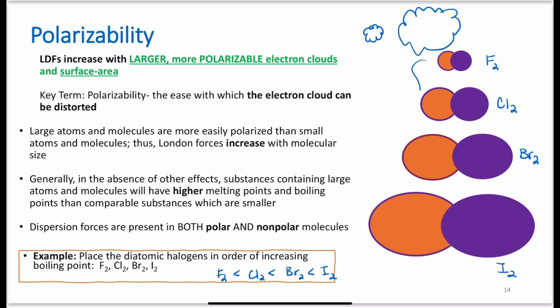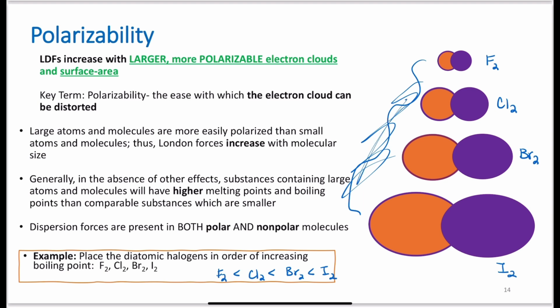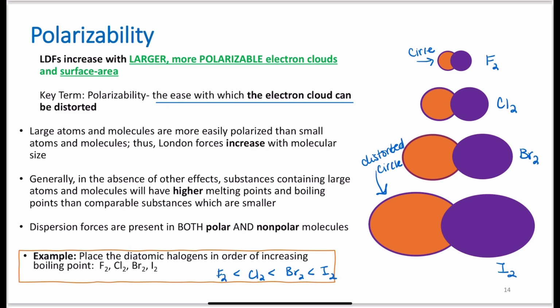Again, these circles on the side here are not actually drawn to scale, but they're trying to show you the polarizability of the molecules. Sorry. Of course, when I try to scribble it away, it doesn't work. F2 here is a pretty good circle. It's not very distorted or misshapen. This is definitely distorted because it's a lot larger. It's easier to move or it's easier to distort. That distortion, the ease at which that electron cloud can be distorted, is that concept of polarizability.